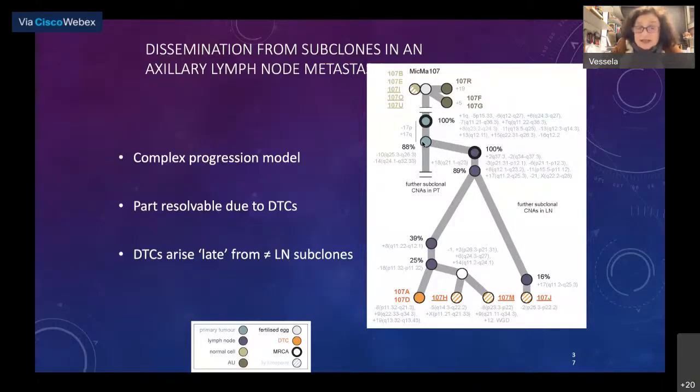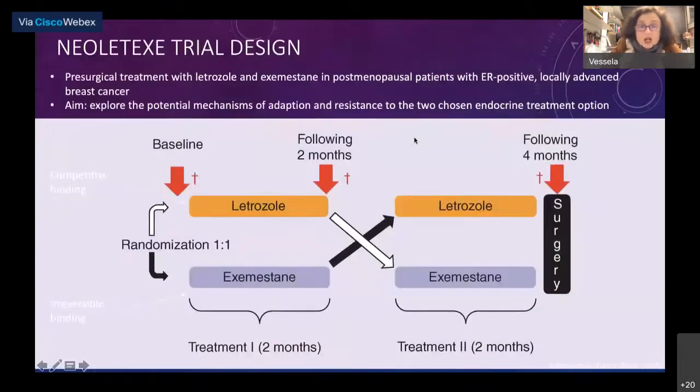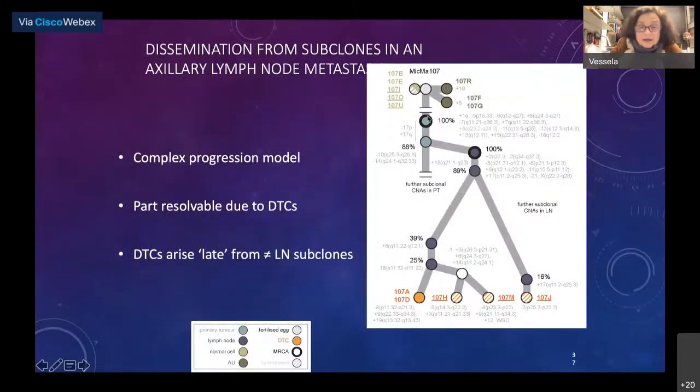And in the lymph node, we see that a number of new aberrations happened. And in fact, we could also see that all the DTCs in these patients, which are these red ones at the end, they all come from the lymph node, not from what we saw in the primary tumor. So this gives an example of what one can do in a clinical setting with this technology.